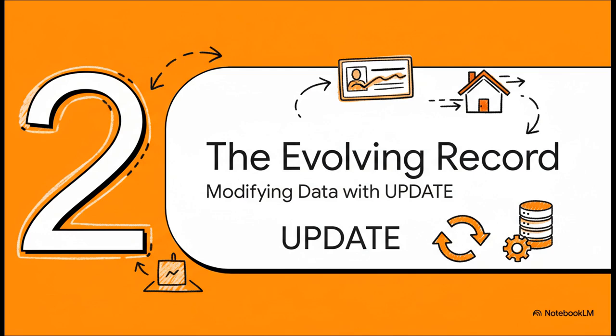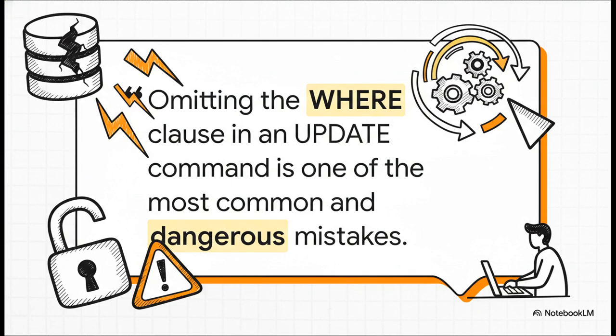But of course, data is rarely static, right? It doesn't just sit there. Things change. People update their email addresses, they move to a new city, they change their last name. This is the second stage of the data lifecycle, and it's all handled by one command: update. Now, wait. Before we go any further, we absolutely have to talk about safety. The update command is incredibly powerful, and with that power comes some serious risk. This quote right here is a critical warning that anyone who ever touches a database needs to hear and understand.